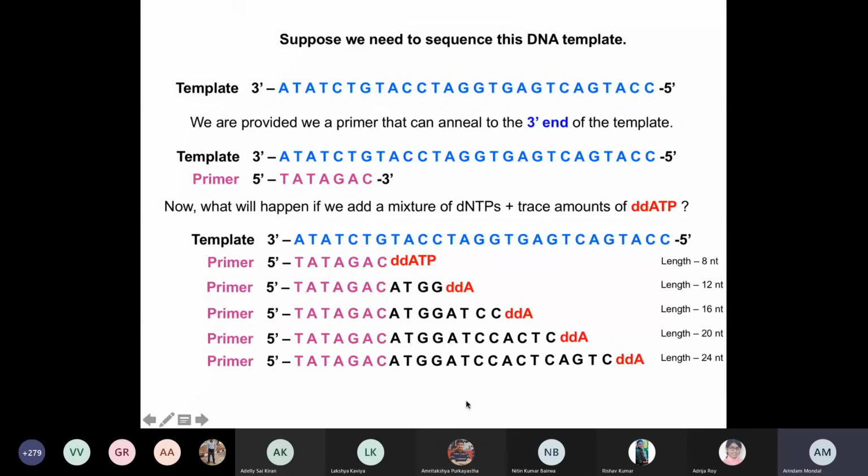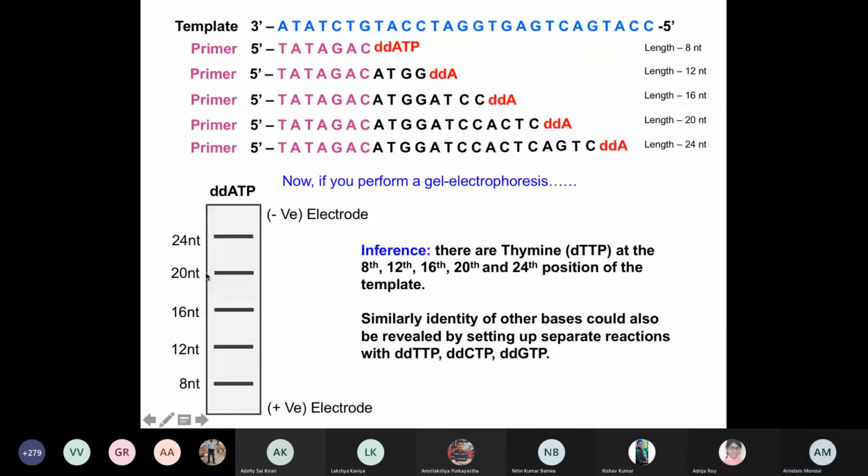So you take all these fragments and run them on a gel. If you perform gel electrophoresis, you should be able to get different fragments. Smaller fragments will run faster, bigger fragments will run slower. So what you can infer from that particular gel is that there are thymines at positions 8, 12, 16, 20, 24 of the template. Similarly, if you perform another reaction with ddGTP, you should be able to say that at these positions there should be a cytosine in the template DNA.